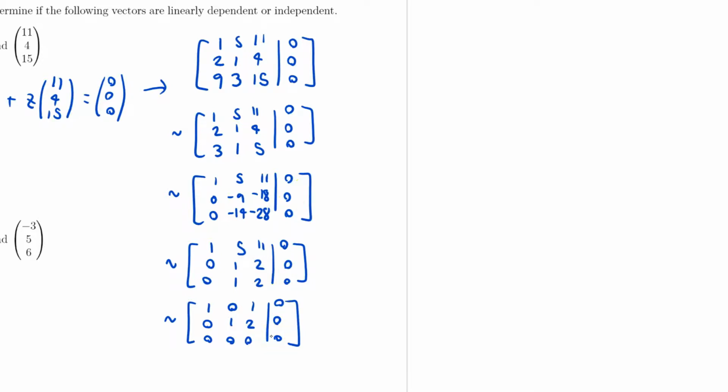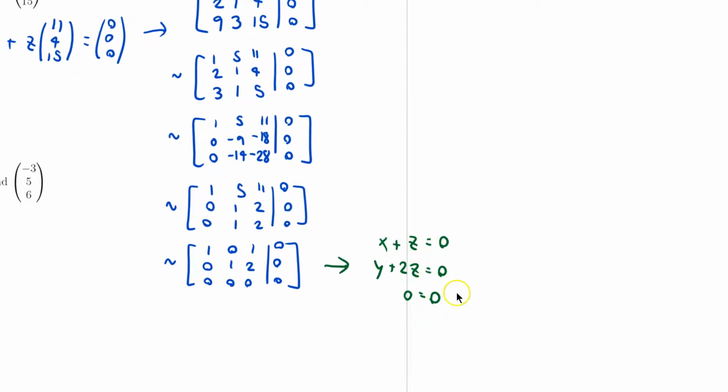Now then, if I were to convert this back into system of linear equation form, I'm going to get x plus 0y plus z equals 0. So that means x plus z equals 0. And then y plus 2z is going to equal 0. And my last equation would just be 0 equals 0, so I can just ignore that. Now then, if we look at this system of equations, notice that I actually have a free variable, my variable z here. This is my free variable.